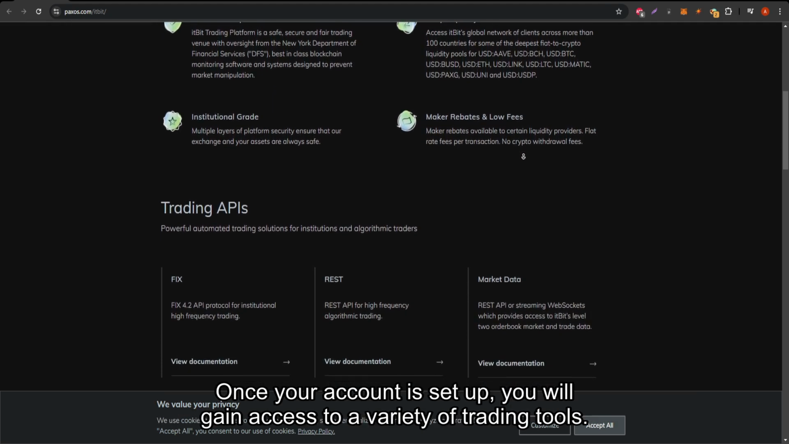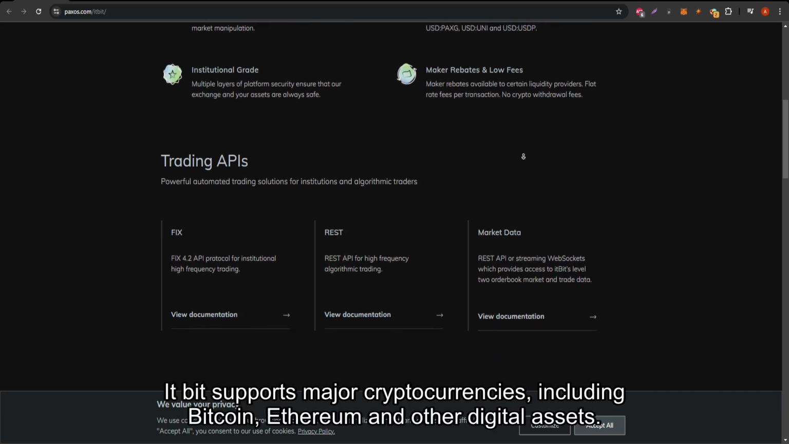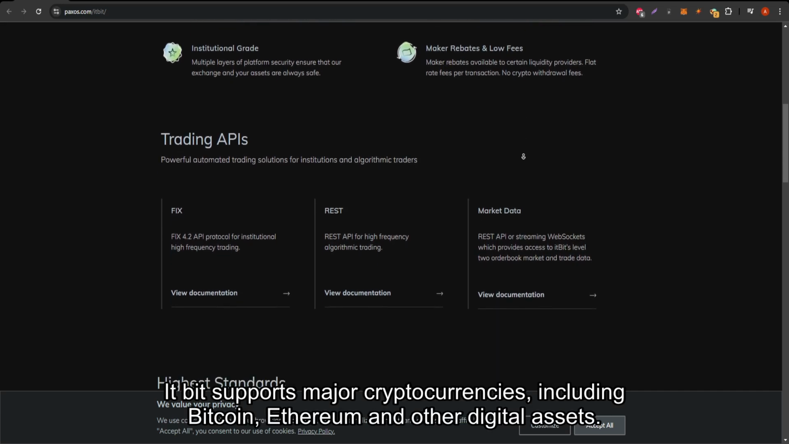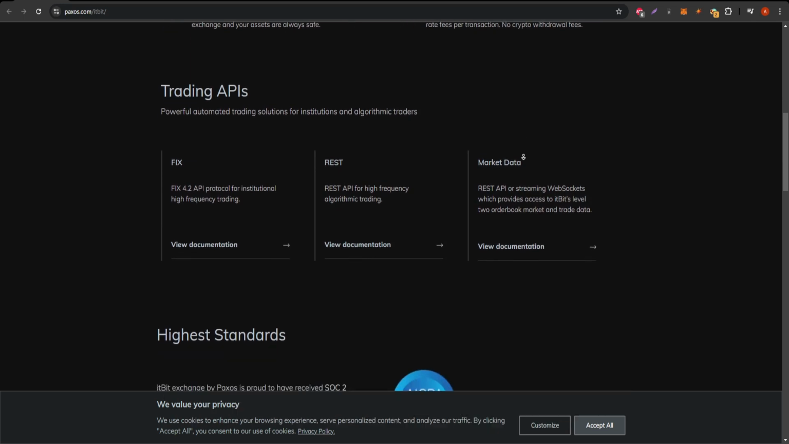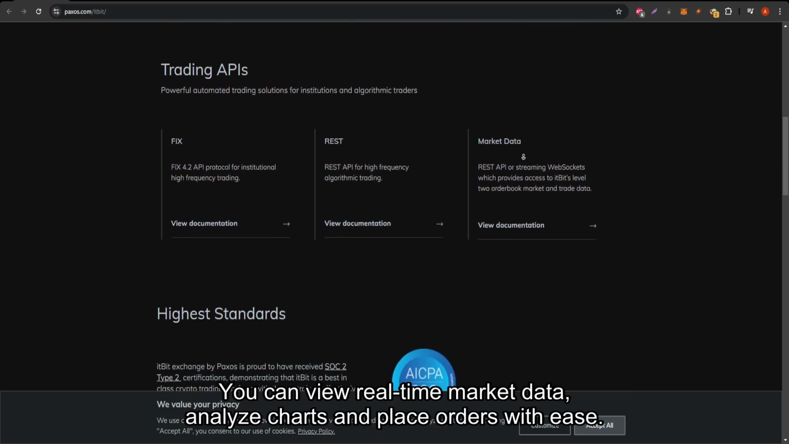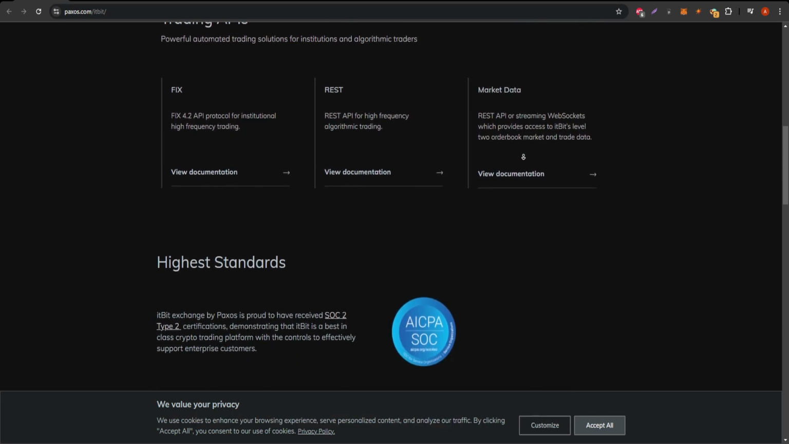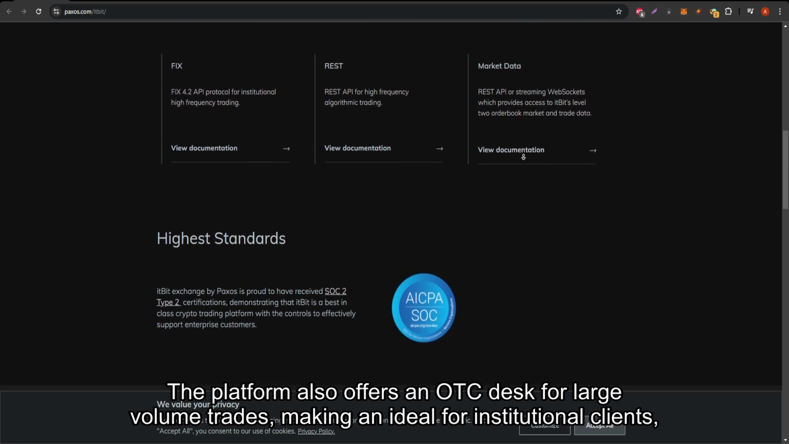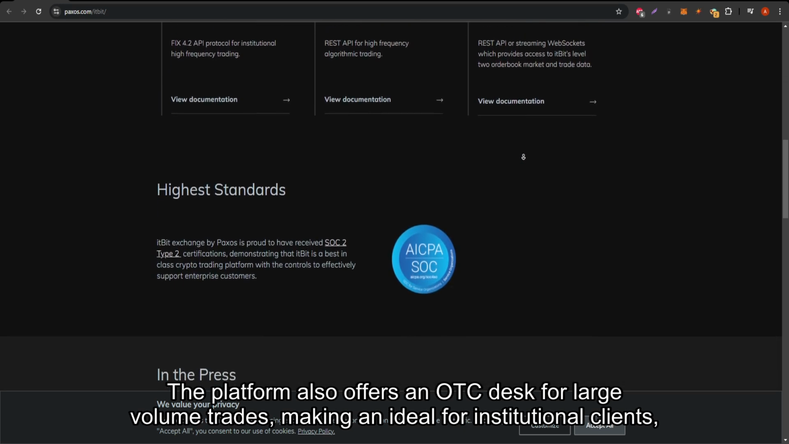Once your account is set up, you'll gain access to a variety of trading tools. itBit supports major cryptocurrencies, including Bitcoin, Ethereum, and other digital assets. You can view real-time market data, analyze charts, and place orders with ease. The platform also offers an OTC desk for large volume trades, making it ideal for institutional clients.